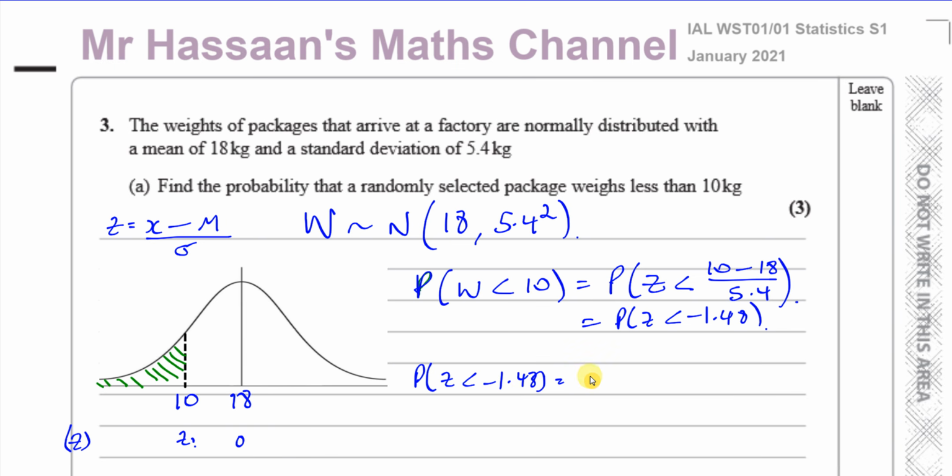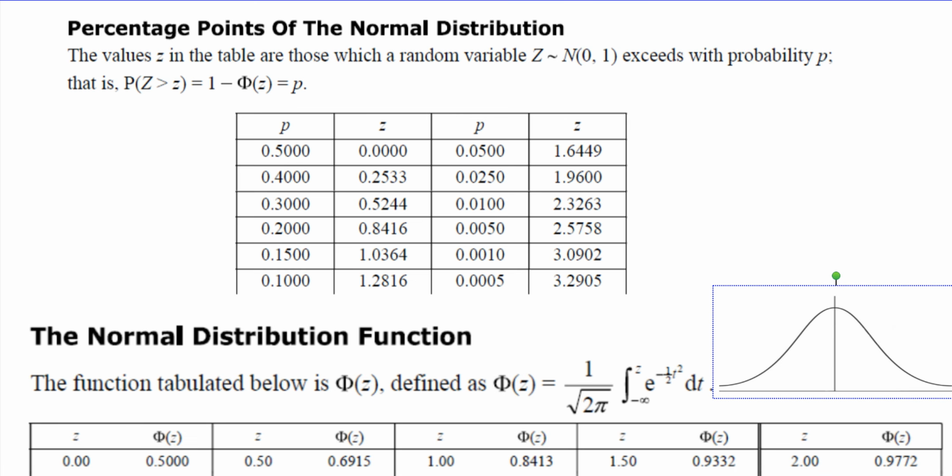So how do we do that? Well, the fact that it's minus means it's going to be negative. It's going to be less than 0, so it's below the mean, as we can see. So 10 is minus 1.48 standard deviations below the mean. How do I find the probability of something being less than that? Well, we go to the tables.